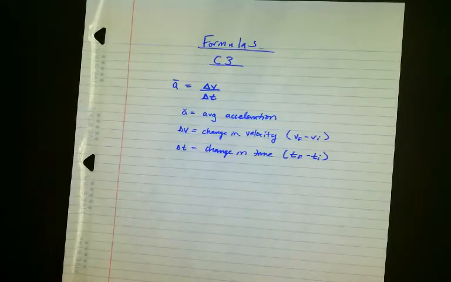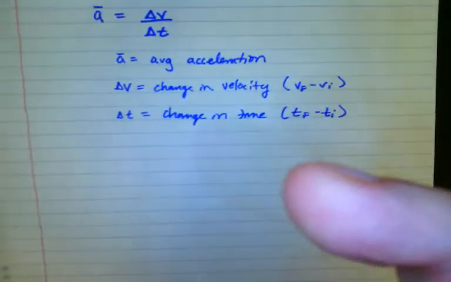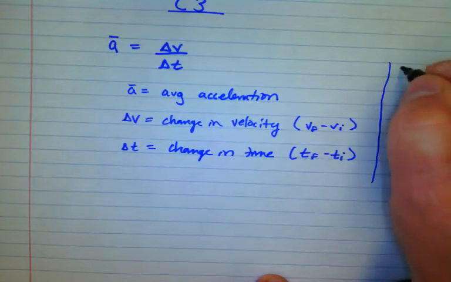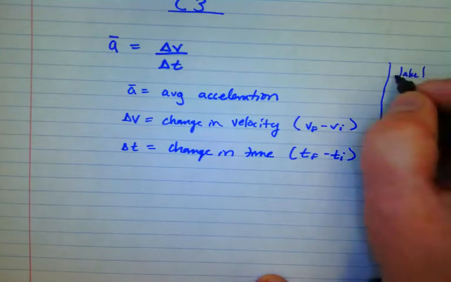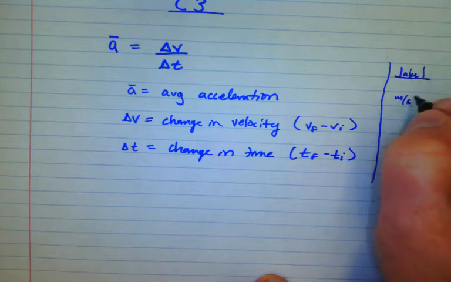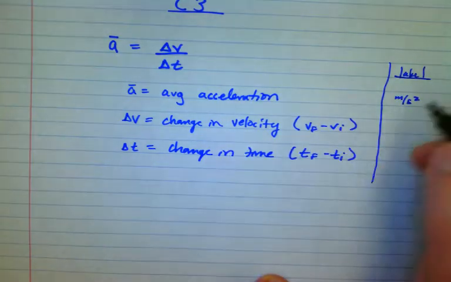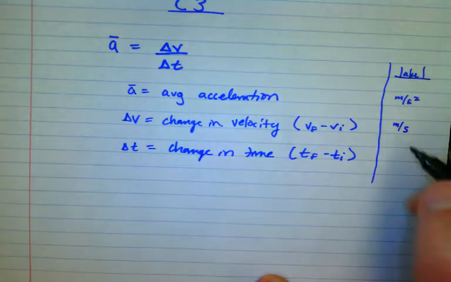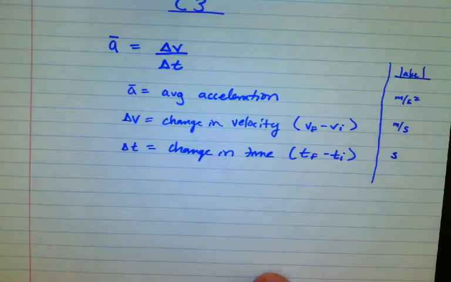Our acceleration, our label is, I'll put the labels over here, meters per second squared. Our label for velocity is meters per second, and our label for time is seconds.